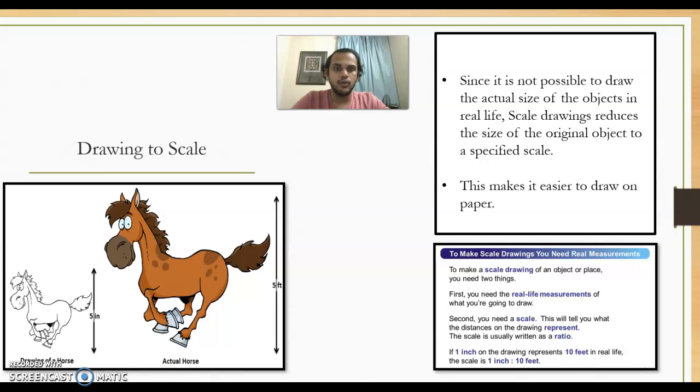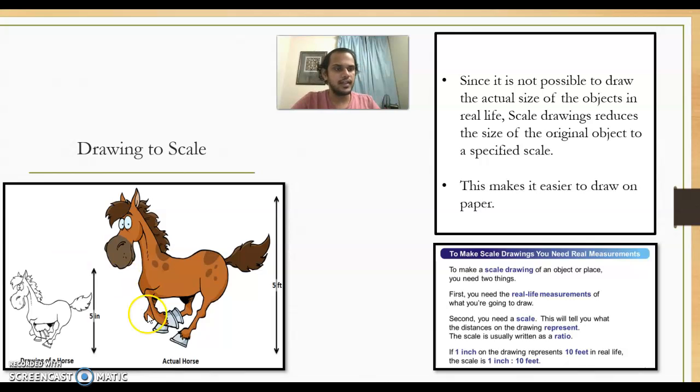So just a small recap of the first slide. Drawing to scale is reducing the real life measurements of an object to a specified scale so that it's easier for us to draw on a piece of paper. Now in the second slide we have ourselves an equation. Basically it's a real life measurement of a stove, and we will try and break it down and find the measurement using a scale so that we can draw it on a piece of paper, and that will be shown to you at the end of the assignment as well.